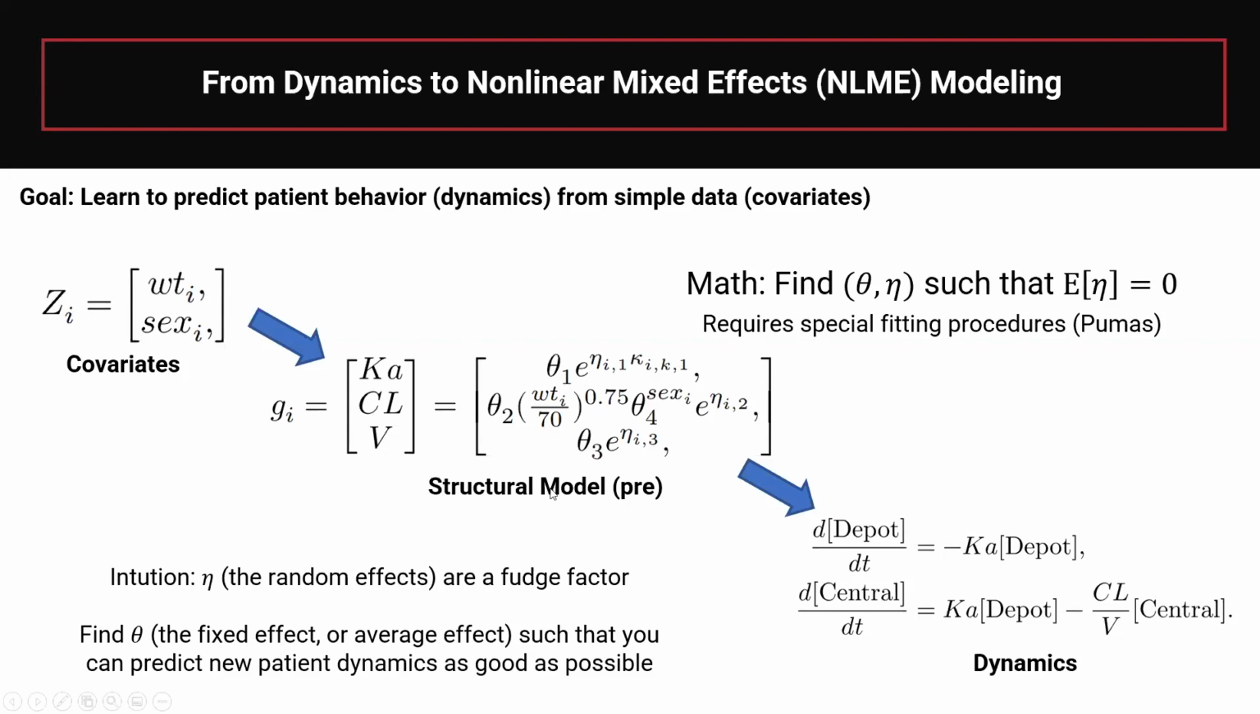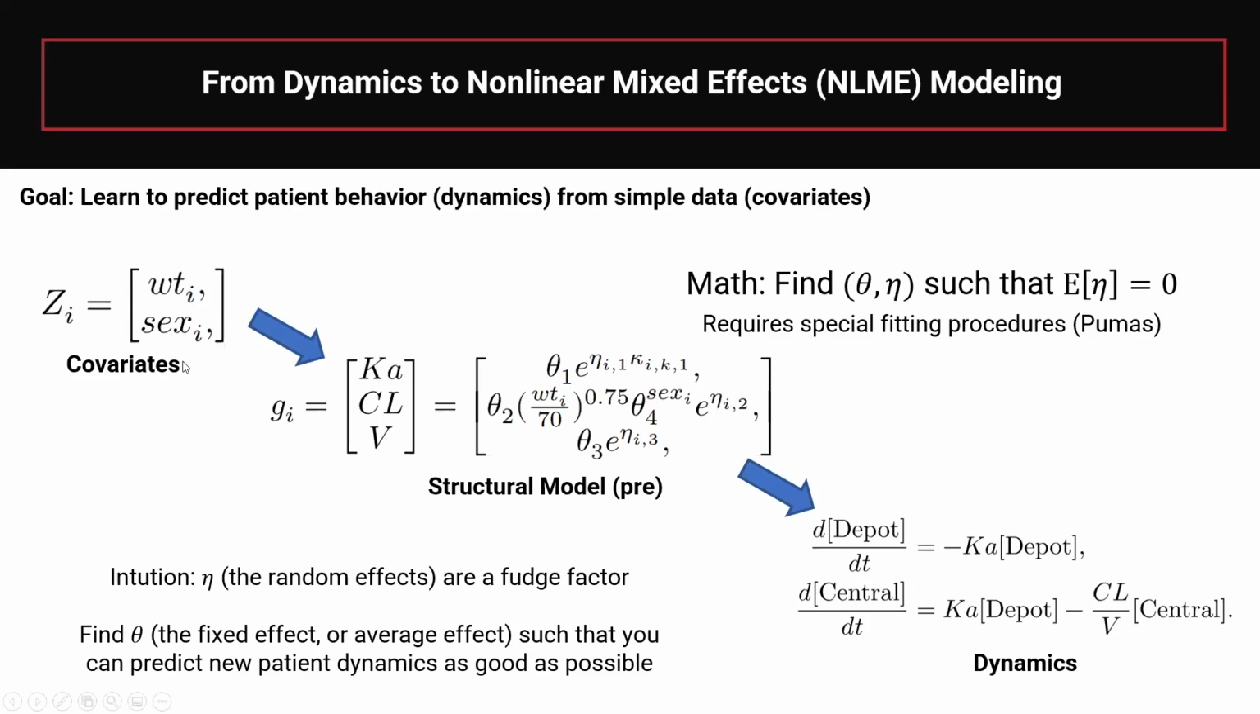Now the key here is that in the structural model, there are two pieces. There's eta, which are the random effects, which are patient specific, which means you need to understand the patient to know how they will differ, and then there are the theta, which are what's known as the fixed effects, which are the same across the population. And the more you can capture in the fixed effects, the more you can capture in the theta, the more you'll be able to predict how individuals will react differently to the drug based off of just simple information like weight and sex, right?